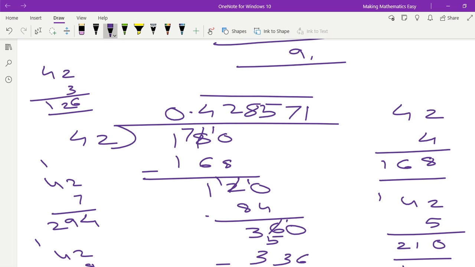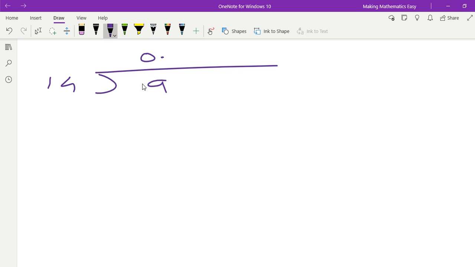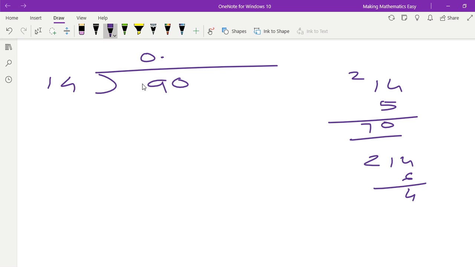Okay, now let's move on to our next sum, third sum, which is 9 upon 14. So we need to divide 9 by 14. So again a similar sum, 0, and we need to take point, and this will be 0. So 14 into 5, 4 5s are 20, 5 ones are 5, 6, 7. Let's check with 6 also. 4 6s are 24, 6 ones are 6, 7, 8.